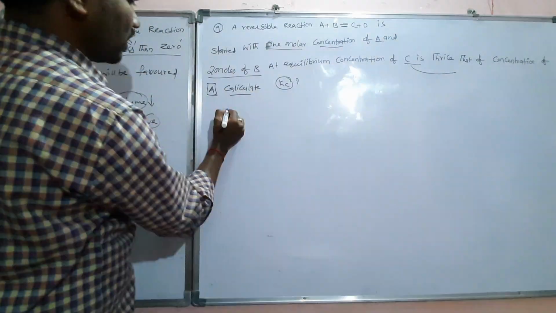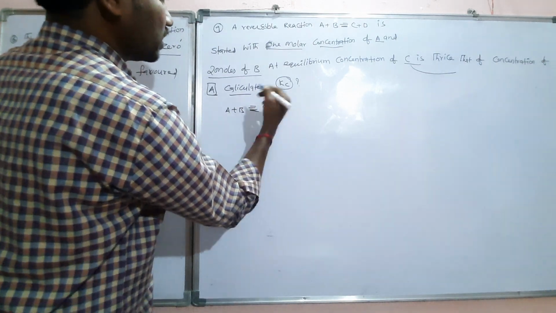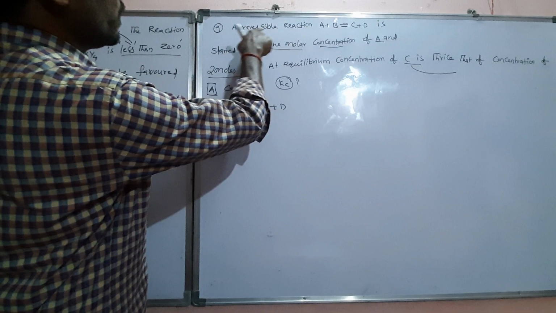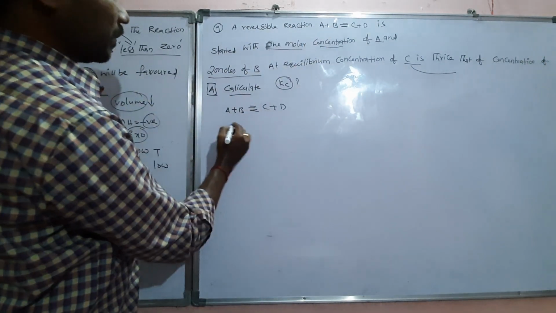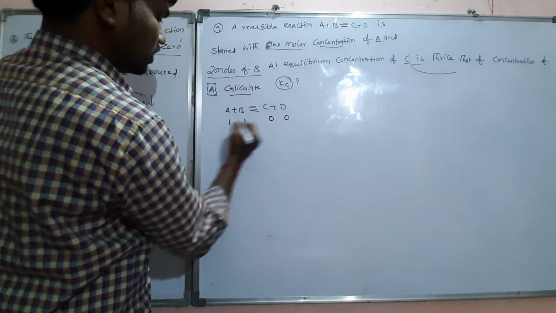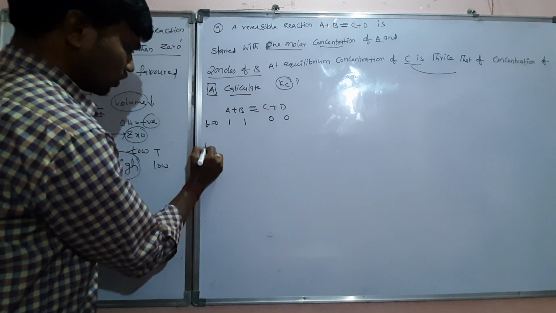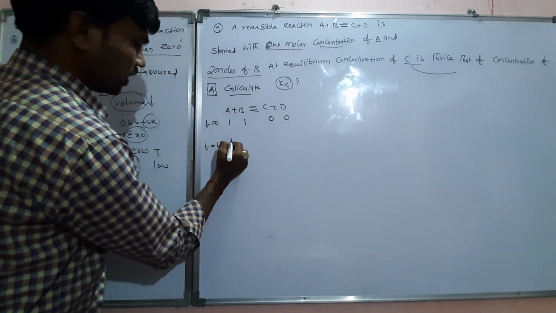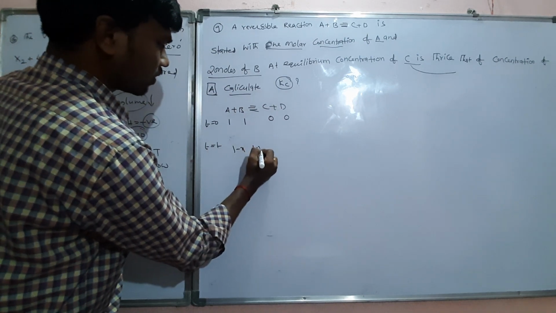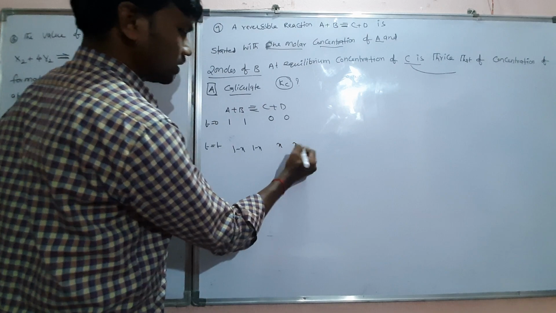So first you take the equation: A plus B gives rise to C plus D. Its concentration we don't know. If the concentration value is not mentioned, then take it as 1 and 1. So this is 0 and this is 0, at t equal to 0, meaning the reaction has not yet started. At time t, the A concentration is 1 minus x and the B concentration also 1 minus x. So C concentration is x and D concentration is x.